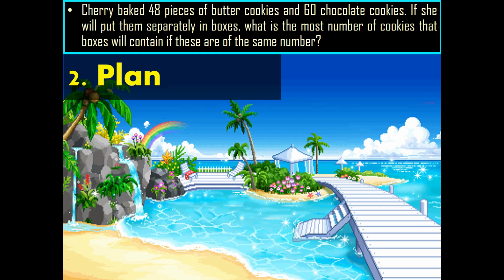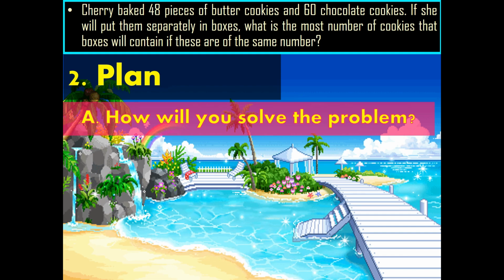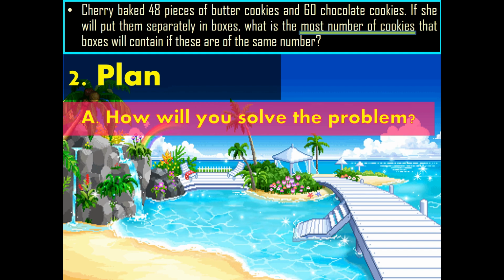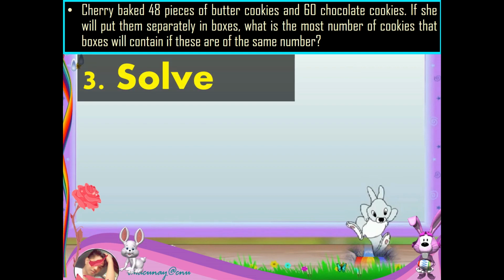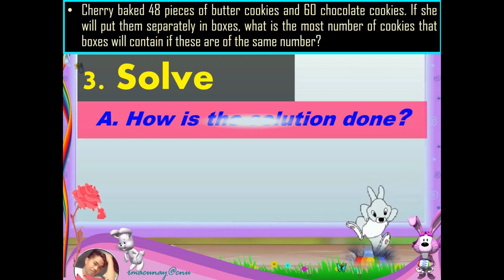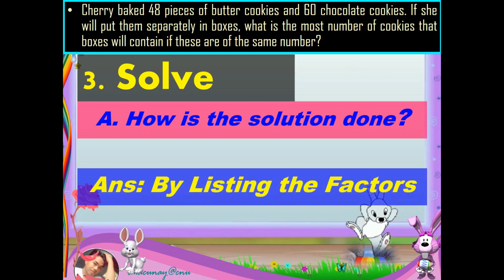Step 2. Plan. How are we going to solve this? Our clue here is the most number of cookies. Since it's looking for the greatest number of cookies that a box will contain, automatically we can solve this by finding the GCF, or the greatest common factor of two numbers, through listing method. Moving on, step 3 is, of course, we need to solve it. Our solution here is done through listing the factors or through listing method, as I have mentioned earlier.